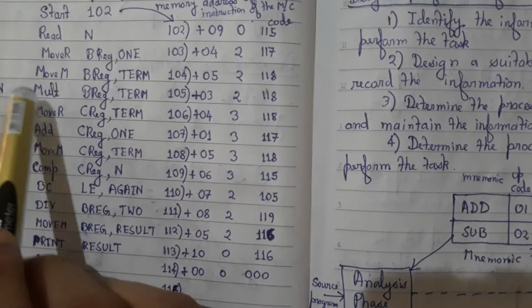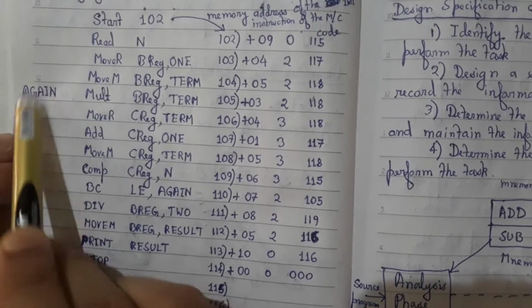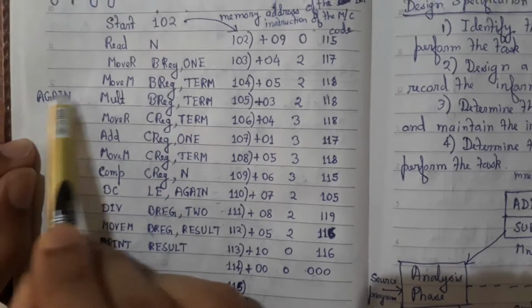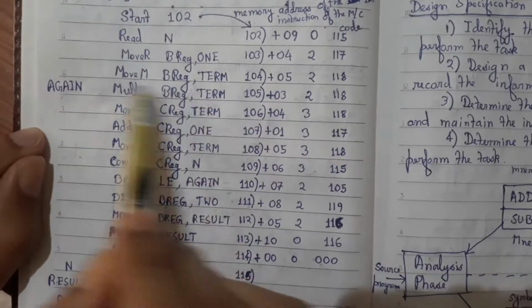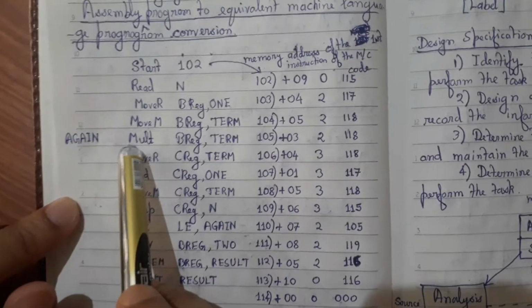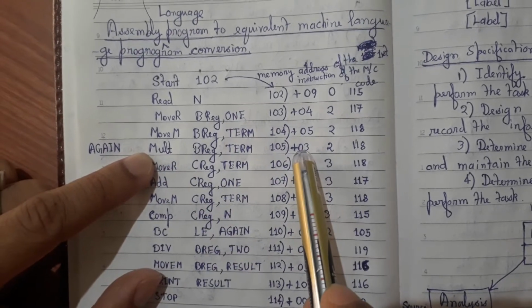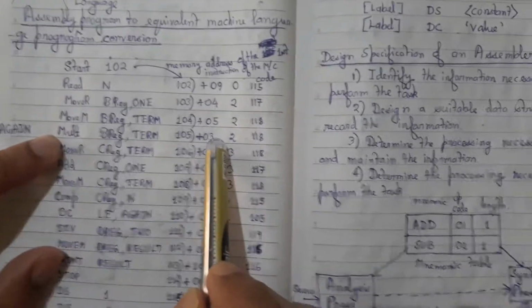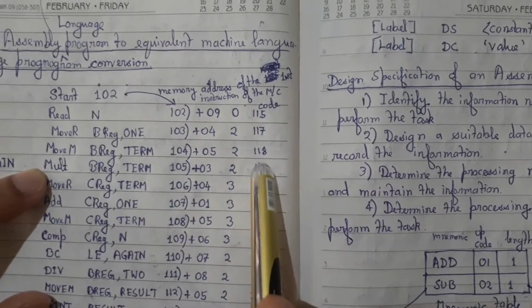Now if we come to this instruction, what is AGAIN? AGAIN is nothing but the label of this instruction. So the label of this instruction is AGAIN. MULT is multiplication. Multiplication has a machine equivalent value 03 and the B register is 2. TERM is now kept blank. 118 will come later.